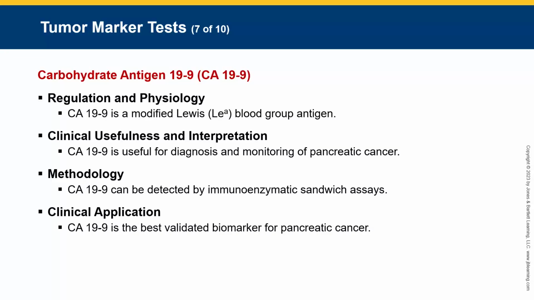CA19-9 is a modified Lewis blood group antigen. It's useful in diagnosis and monitoring of pancreatic cancer. It can be detected by immunoenzymatic sandwich assays, and it's the best validated biomarker for pancreatic cancer.